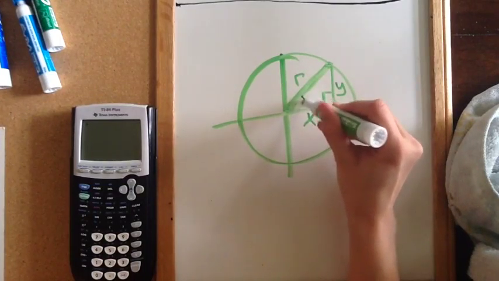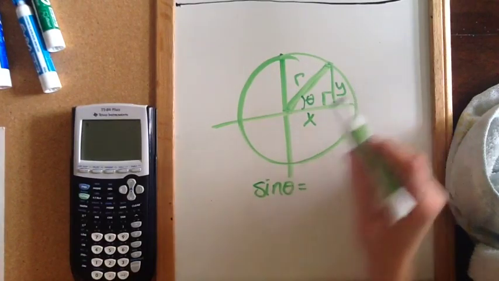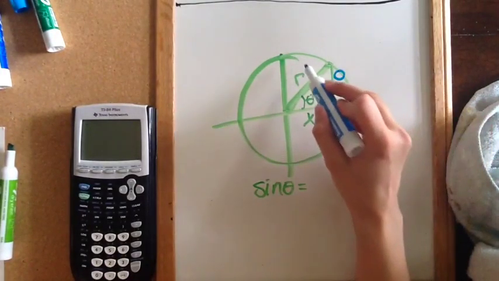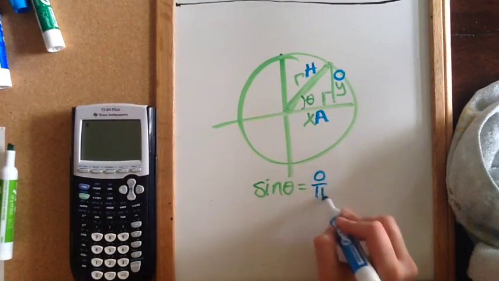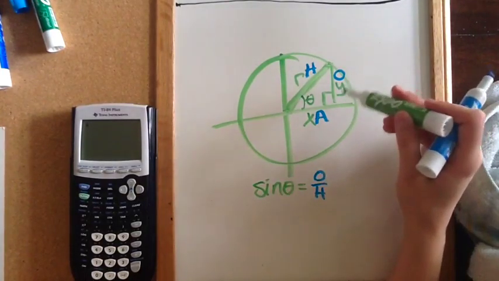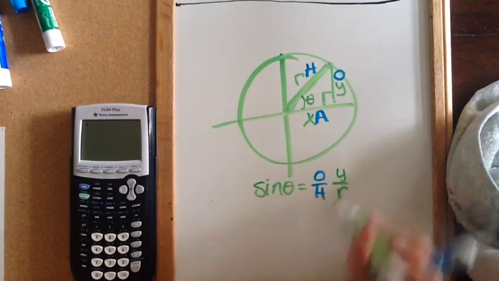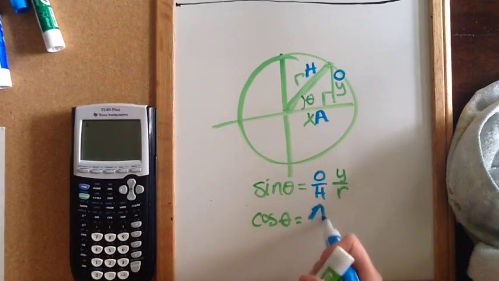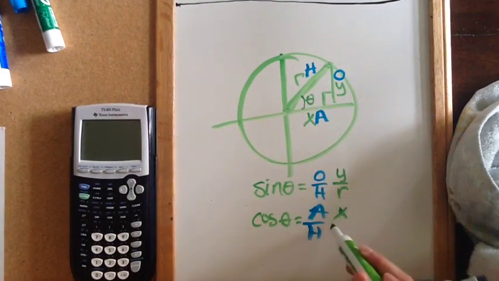So if I label this as my theta, the sine of theta, if we label our triangle like we used to, this side is the opposite, this side is the hypotenuse, and this side is the adjacent. So remember, sine is really opposite over hypotenuse, but in terms of our x, y, and r, the sine is y over r. Now, the cosine of theta is going to be the adjacent over the hypotenuse, but the adjacent is really the x, and the hypotenuse is really the r.